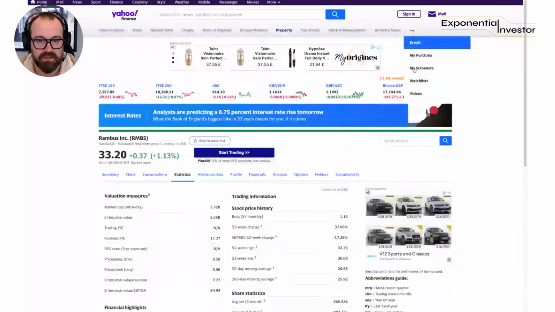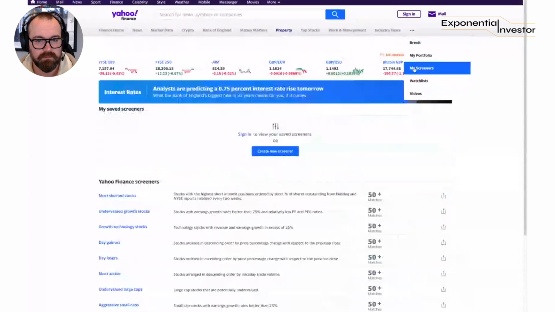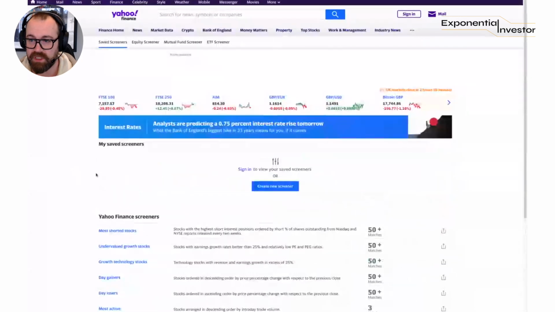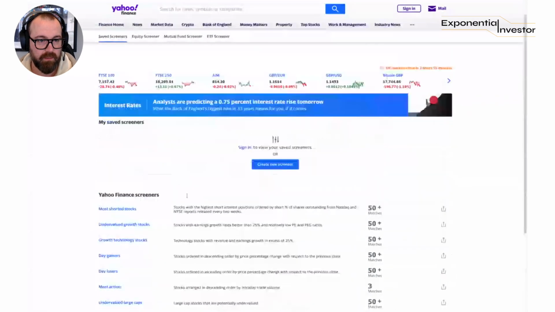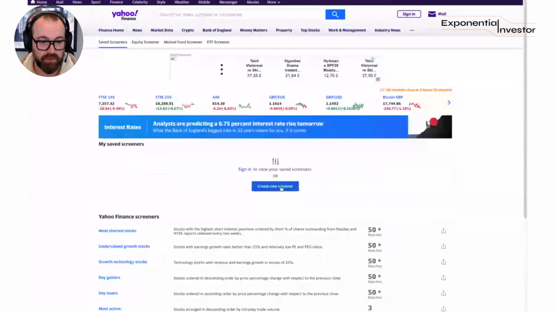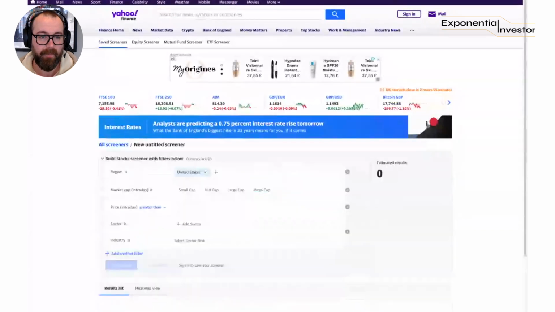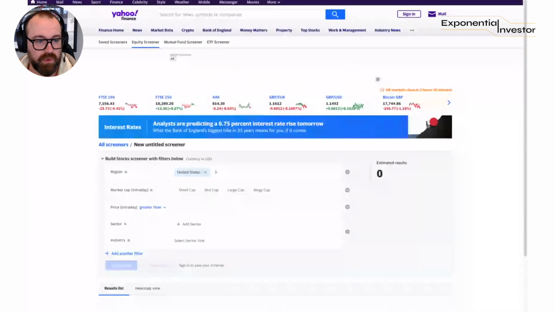So let's go back to the screeners. That's one way of using Yahoo Finance. You can look at some of the default screeners there. But what you really want to do is create your own screener and apply some of the data points for yourself in order to look at whatever the investable world is that you want to look at.